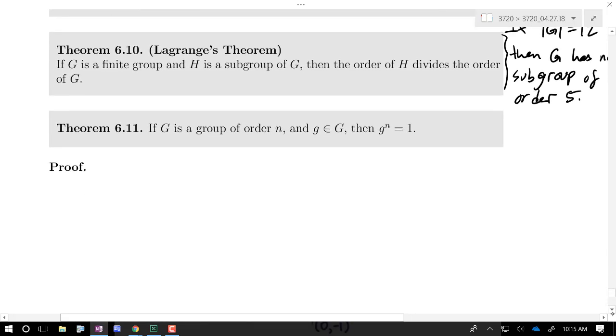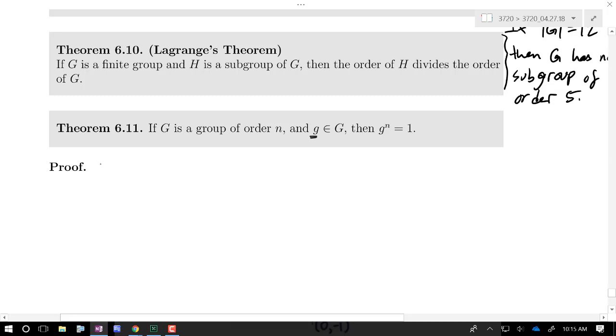And now we're going to use this result to show another larger result. Let's say G is a group of order n, so it's a finite group. We're going to show that for any element g, g to the n is equal to 1. We're not saying that n is the order of g. The order of an element is the smallest power we can raise it to get the identity. But what we're saying is if we raise it to the power of the order of the group G, then we know we'll still get the identity.